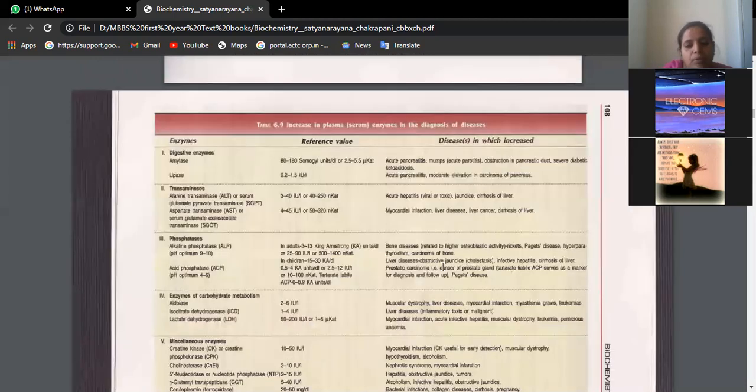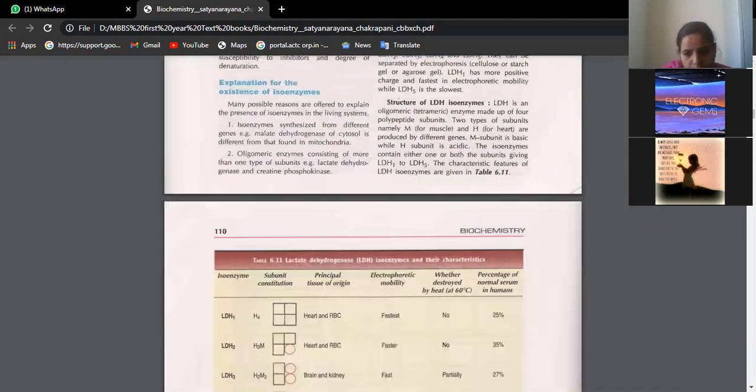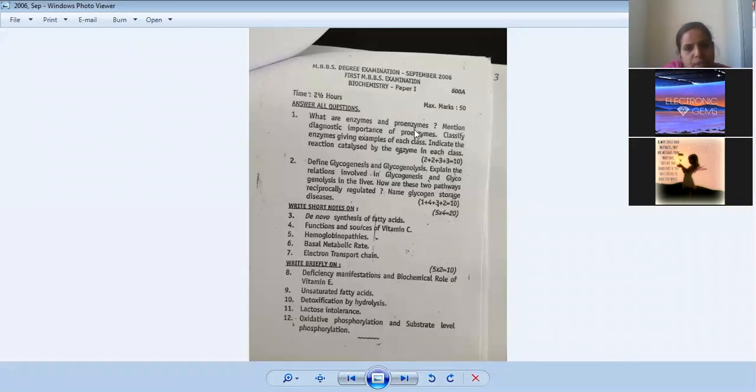Let's check the question once again. What else has been asked? Enzymes and proenzymes. Diagnostic importance of proenzymes, and classify enzymes giving examples, then reactions catalyzed by each. This we have done, but the diagnostic importance of proenzymes is being asked.